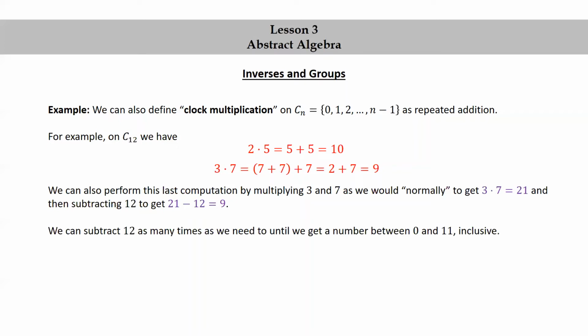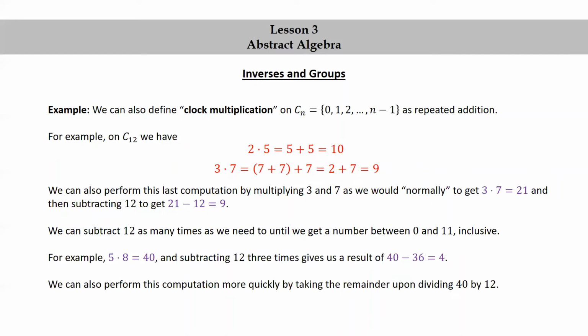We can subtract 12 as many times as we need to until we get a number between 0 and 11 inclusive. For example, 5 times 8 is equal to 40, and subtracting 12 3 times from 40 gives us a result of 40 minus 36. Right, the 36 is because 12 times 3 is 36, and we get 4. So 5 times 8 is equal to 4 on a 12-hour clock. We can also perform this computation more quickly by taking the remainder upon dividing 40 by 12. Indeed, 12 goes into 40 3 times with a remainder of 4.